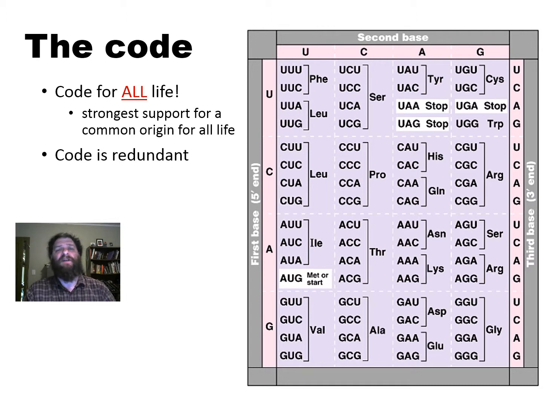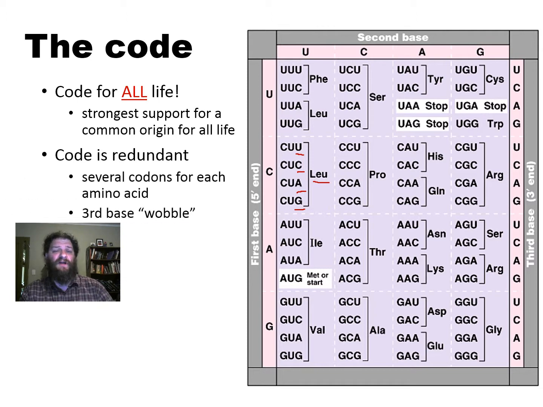And the code is redundant. That means, again, that there's more than one codon that codes for the same amino acid. And it's kind of neat how this works. If we look over here at leucine, CUU, CUC, CUA, CUG, all of these code for the same amino acid, leucine. That means that the third base really doesn't matter in this case. As long as it's CU, whatever, it's going to code for leucine. This means that there's a spot where a mutation could take place and it still wouldn't change the amino acid, and therefore isn't going to change the shape of the protein.